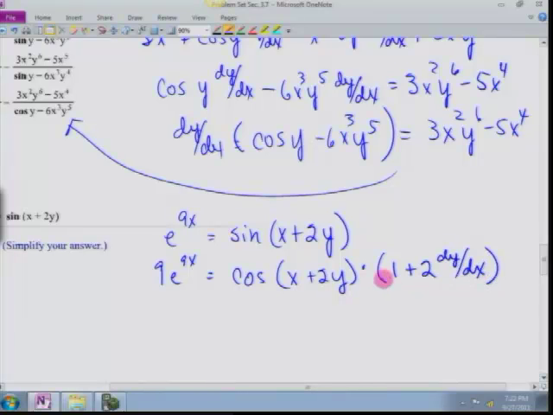All right, so we've got this with dy dx, and it's being multiplied by this thing. So let's divide this thing over here. That's the chain right there.